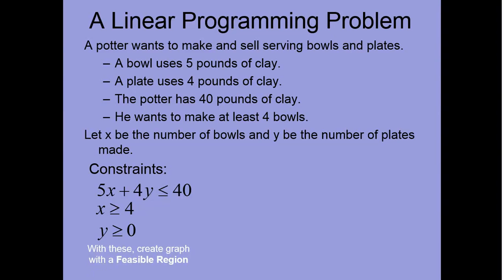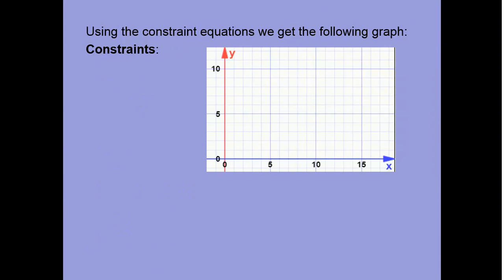So basically what we're going to do with these is create a graph with a feasible region. What the feasible region basically allows us to do is find where the sweet spot is. So here are my constraints that we had. 5x plus 4y is less than or equal to 40. I have graphed my equation right there.